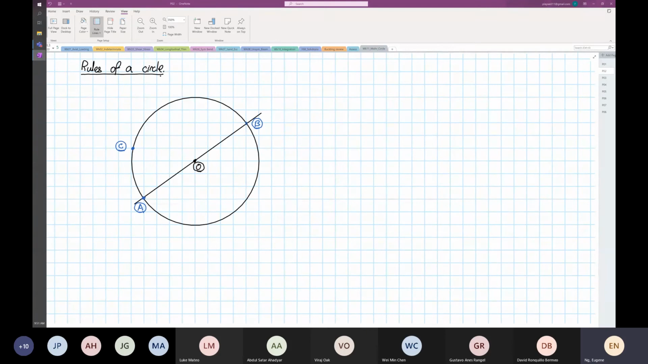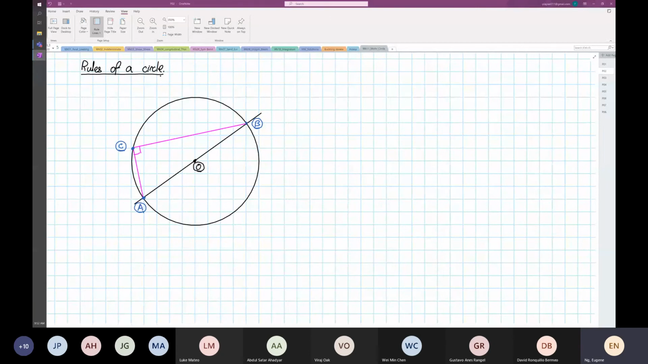The next thing I would like to do is join point A to point C, and then from point C to point B. So what you realize is at point C, the angle is always 90 degrees.